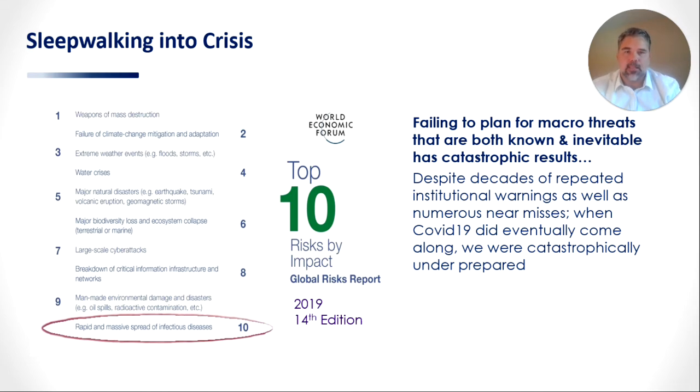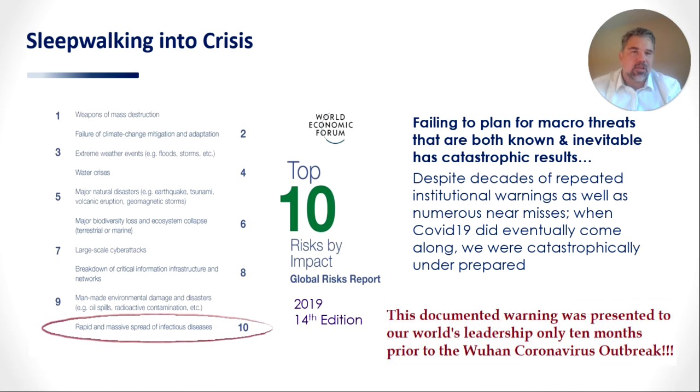And they put a whole bunch on the table, from climate change to global water shortages to increased poverty. And then at number 10, we can see rapid and massive spread of infectious diseases. So we were warned. We were told that this was coming. And equally, when you see the emergence of numerous new viruses over the last 20 years, we knew this was coming. So there was no excuse for being this unprepared.